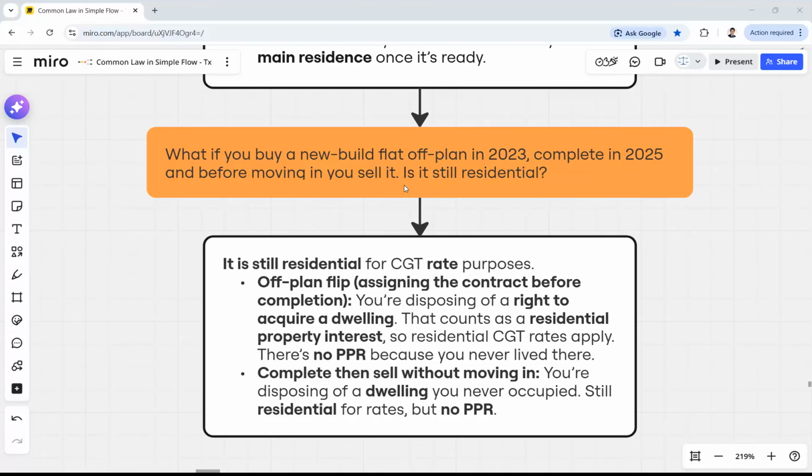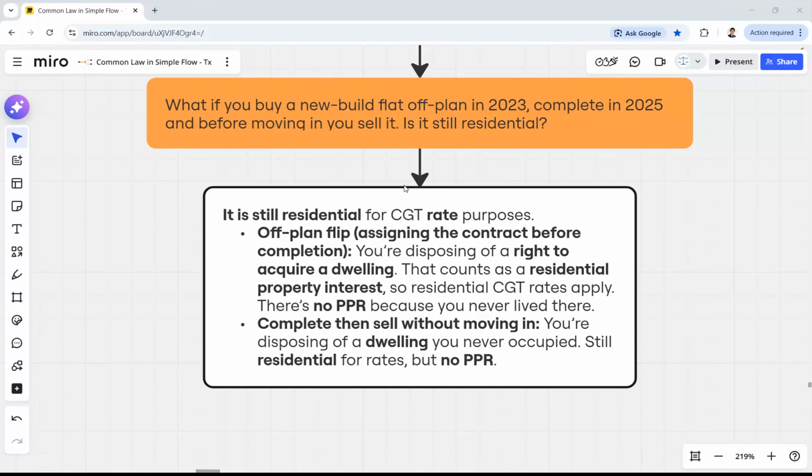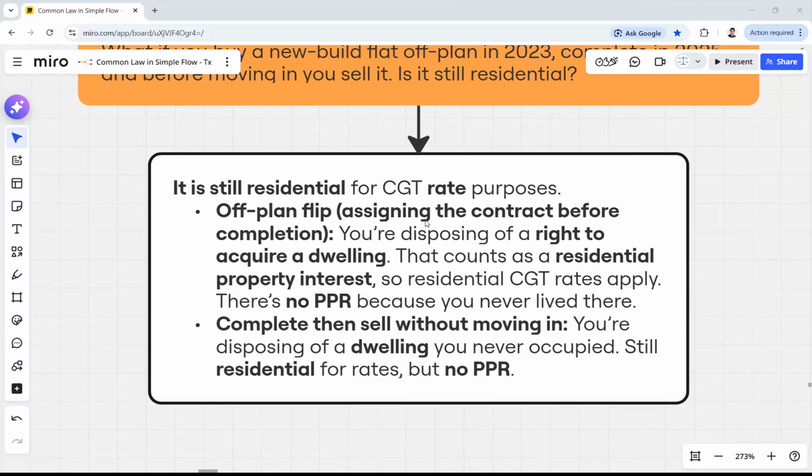What if you buy a new build flat off plan in 2023, complete in 2025, and before moving in, you sell it? Is it still residential? It is still residential for CGT rate purposes. Off-plan flip, signing the contract before completion: you are disposing of a right to acquire a dwelling. That counts as a residential property interest. So residential CGT rates apply. There is no PPR, principal private residence relief, because you never lived there.